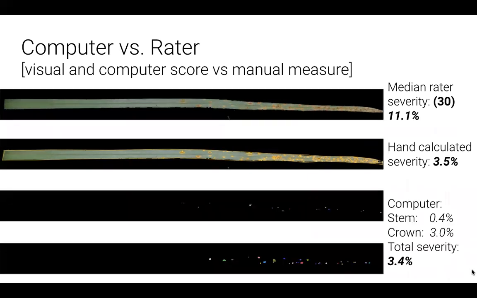And then the computer, this system in particular, this is a fairly good example, but found 0.4% stem rust and 3% crown rust for a total of 3.4% total severity. So in this case, and in many cases, the computer was much closer to the actual percent severity than the actual rater panel was, especially for single leaves. For whole plants, it can be kind of tricky, but in this example, for me, it kind of shows that sometimes raters overestimate what severity was, and they do in the field as well.